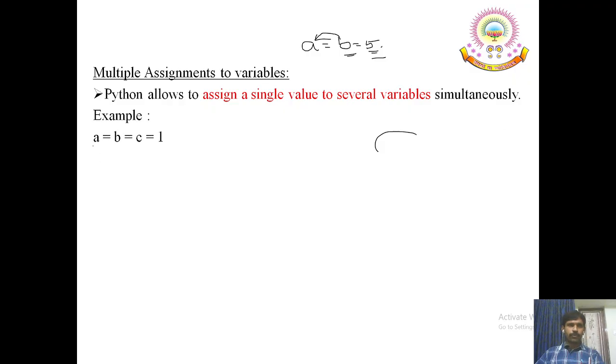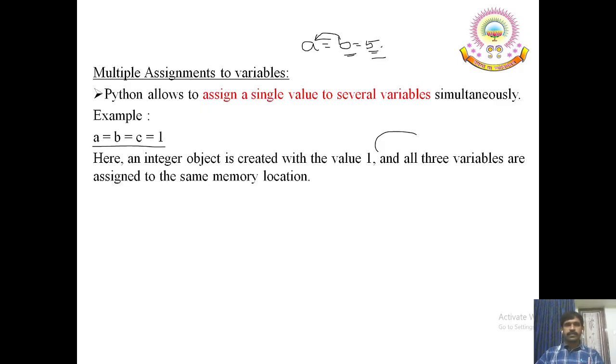Example, A equal to B equal to C equal to 1. That means all the variables A, B, C are initialized to 1. Here an integer object is created with the value 1 and all three variables are assigned to the same memory location.